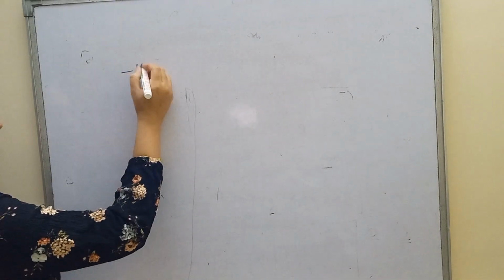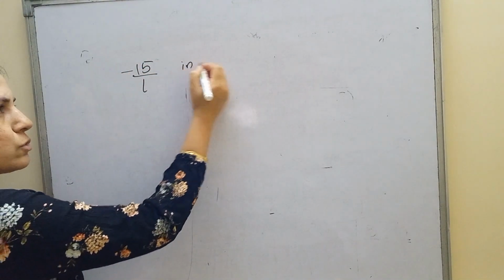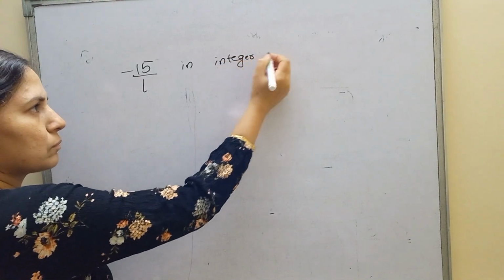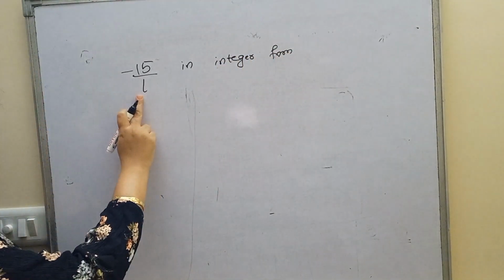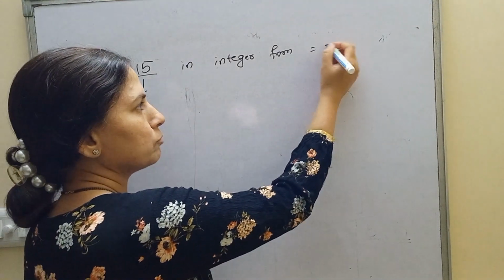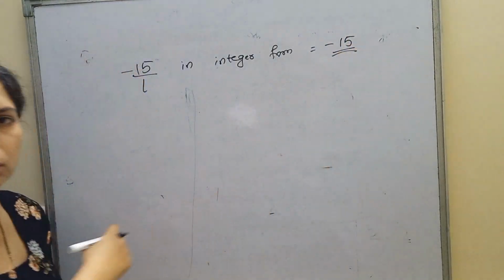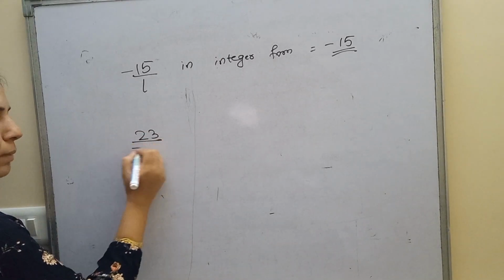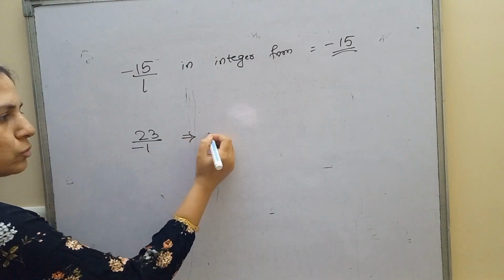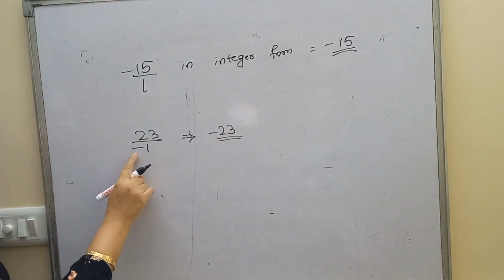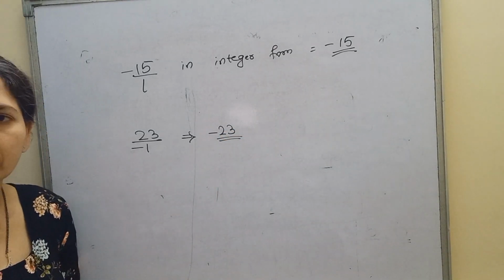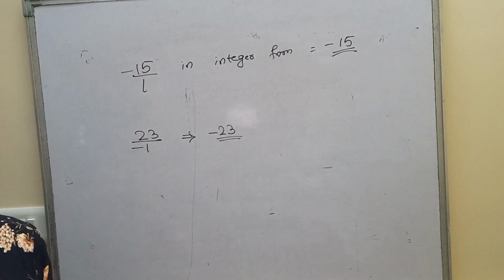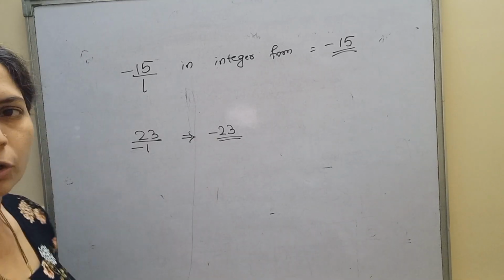Question number 5 says write minus 15 upon 1 in integer form. My dear children, this is a fraction form. Integer form would be only minus 15. No need to write 1. Okay, write 23 upon minus 1 in the integer form. So it would be minus 23, as I told you. Even if the minus sign is in the denominator, it always implies it to the numerator. It is applicable only to the numerator.